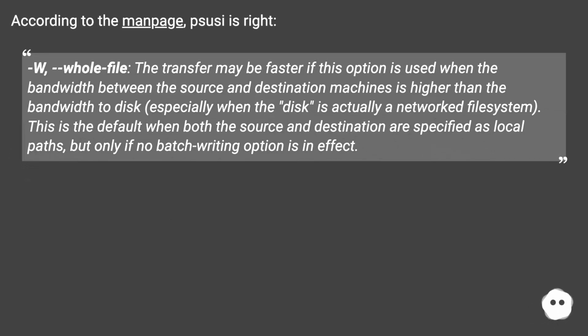According to the man page, Susie is right. -W, --whole-file: The transfer may be faster if this option is used when the bandwidth between the source and destination machines is higher than the bandwidth to disk, especially when the disk is actually a networked file system. This is the default when both the source and destination are specified as local paths, but only if no batch-writing option is in effect.